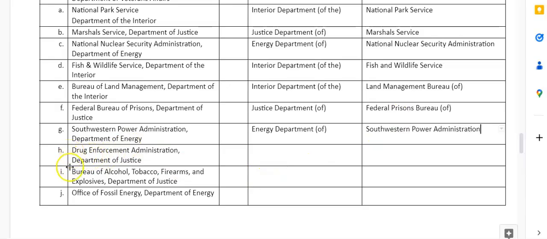For letter H, we have Drug Enforcement Administration, which is part of the Department of Justice. So Justice, Department of. And for the Drug Enforcement Administration, we can index this as written.